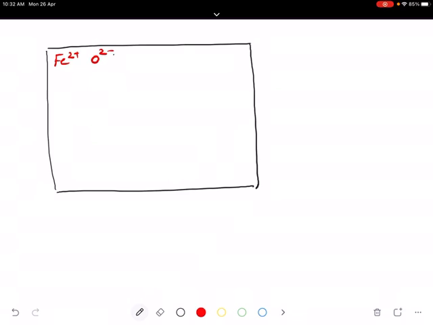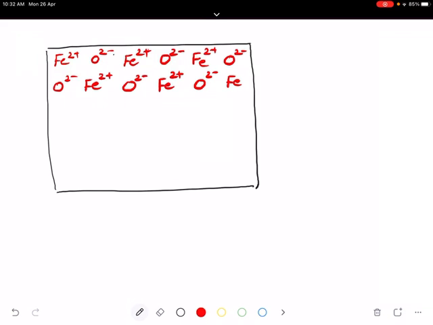Fe2+ O2-, Fe2+ O2-, alternating in the crystal. Next to a plus charge, there should be a minus charge.